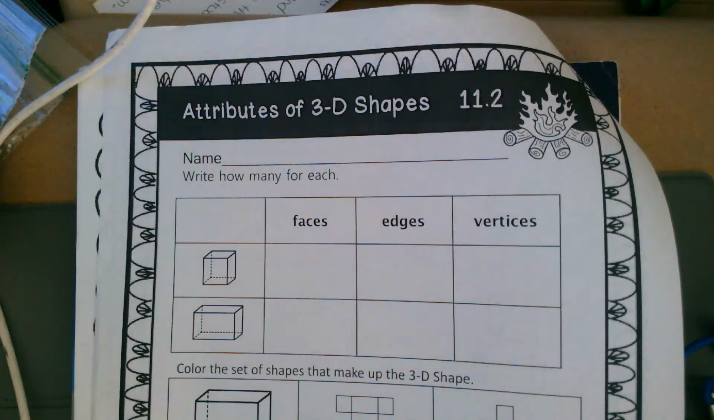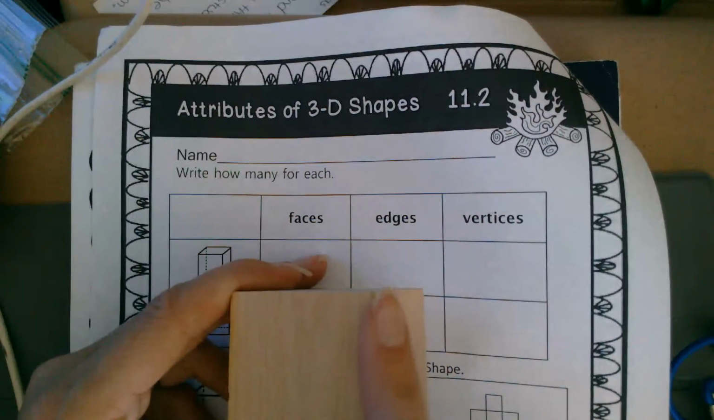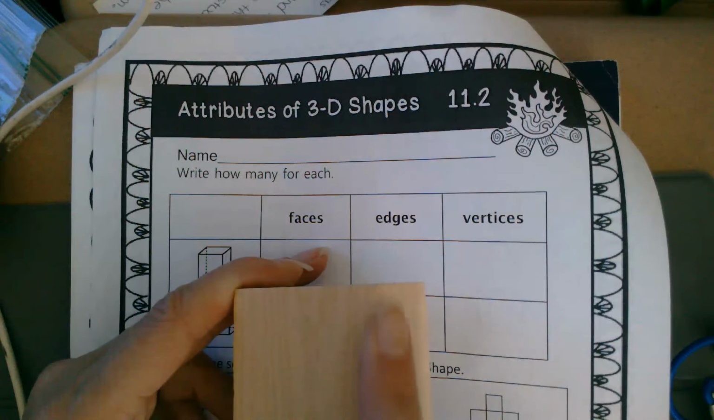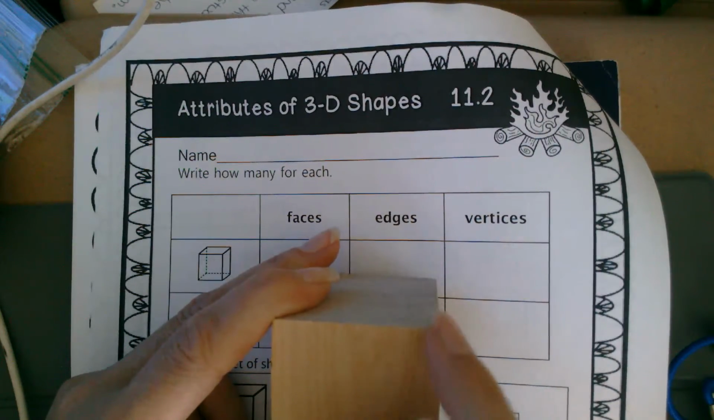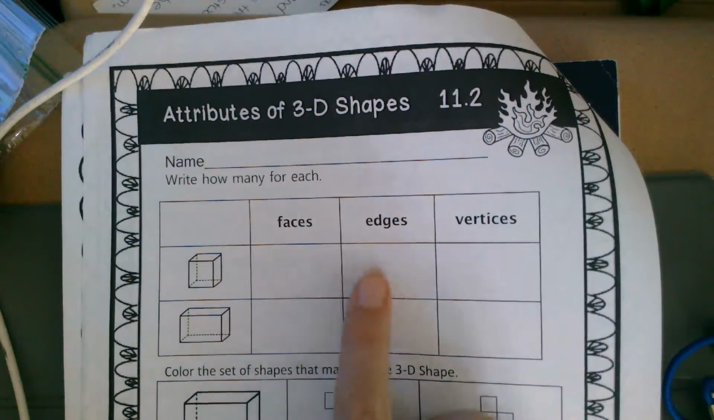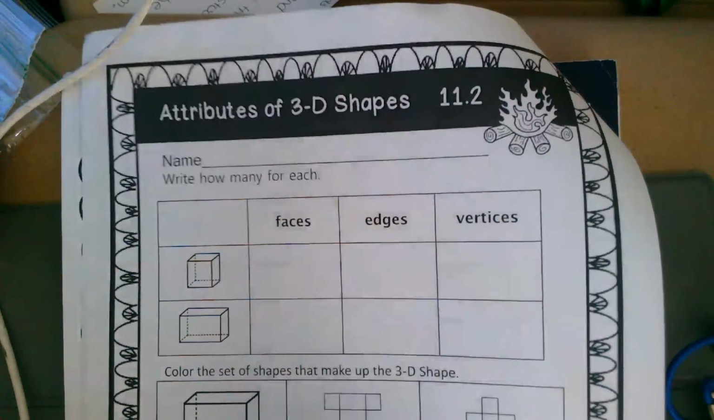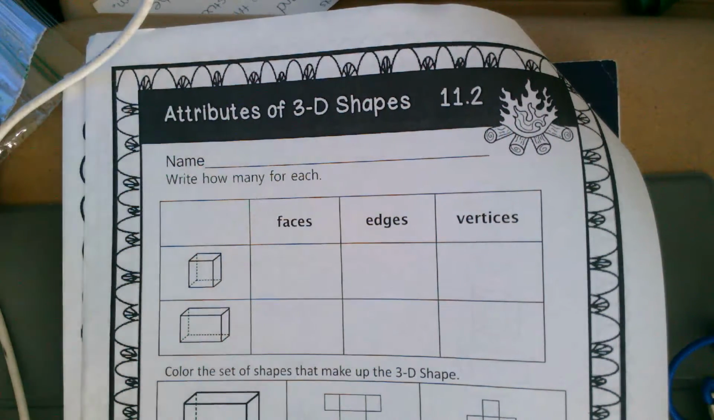Remember, a face is the flat part. The edge is this line. The vertex is like the corner. It's that sharp point. So I want you to write down how many. Push pause, and when you're done, push play to come back.